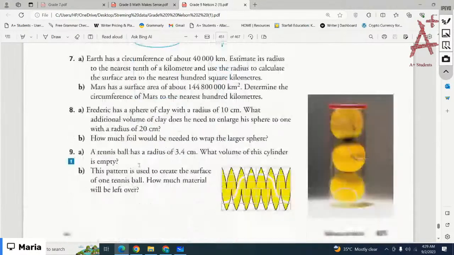Let's just start with question number 7. Earth has a circumference of about 40,000 kilometer. Estimate its radius to the nearest tenth of a kilometer and use the radius to calculate the surface area to the nearest 100 square kilometers. Okay, let's start with question number 7, A.